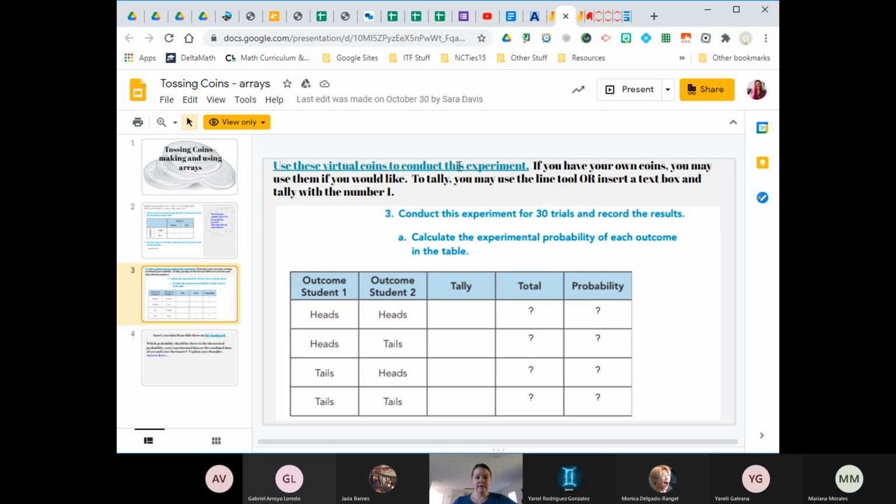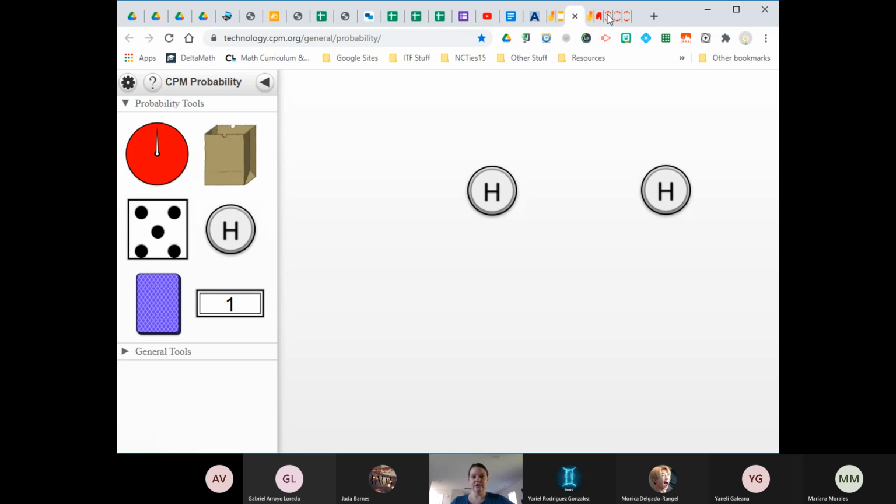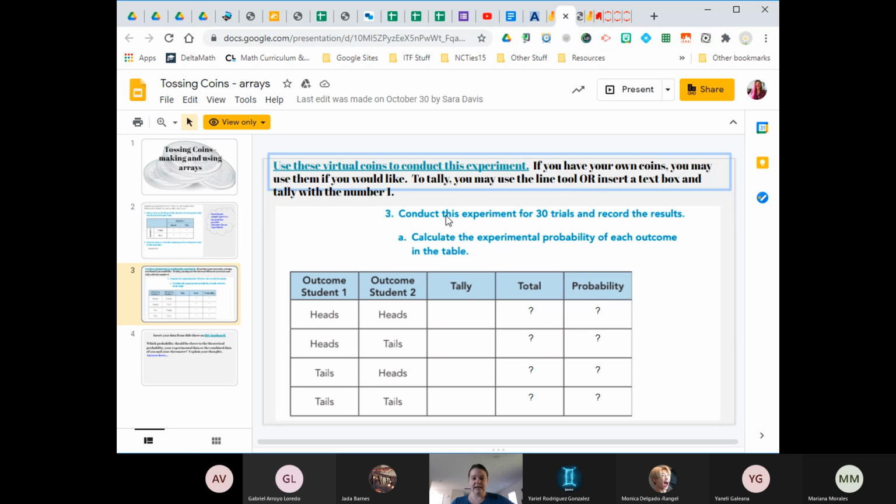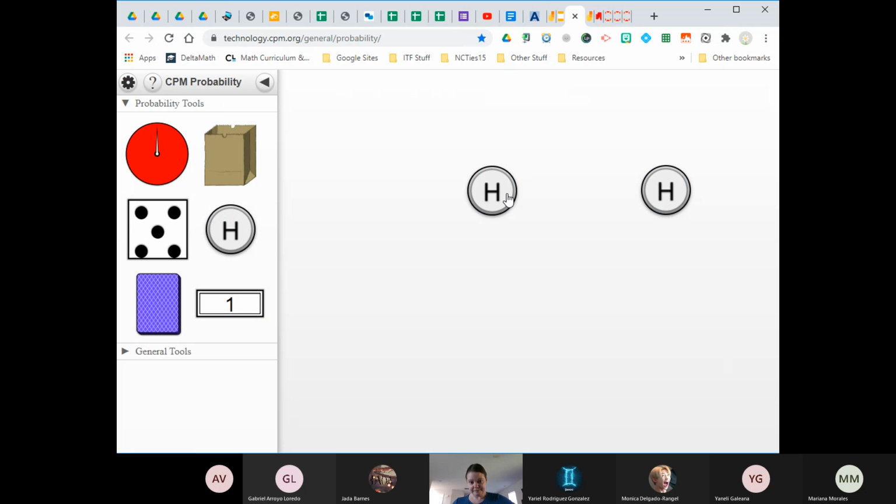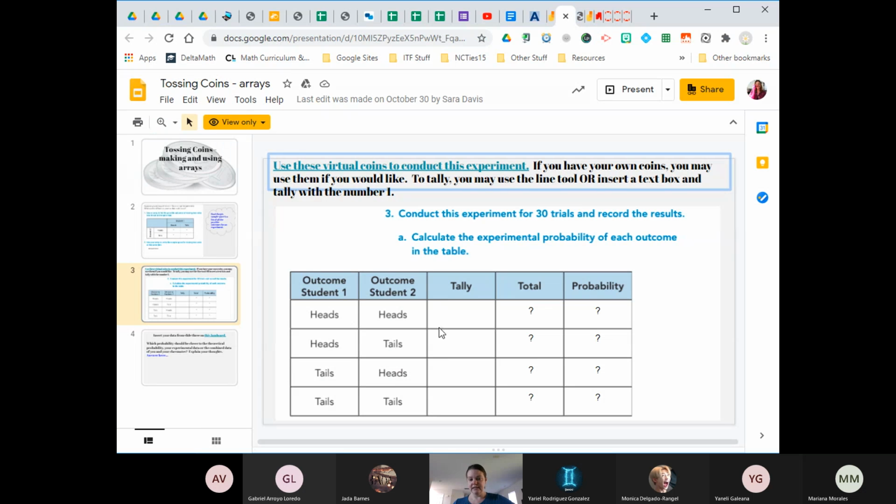Then you're going to click on this link, and you have 2 coins that you're going to flip. And it says you're going to conduct 30 trials of this experiment. So flipping 2 coins. So flip 1 and 2. I got heads and heads. So I'm going to put a tally beside heads and heads. And you're going to do this 30 times. Okay. Total up your tallies and then the probability. So remember, this is out of 30. Okay.